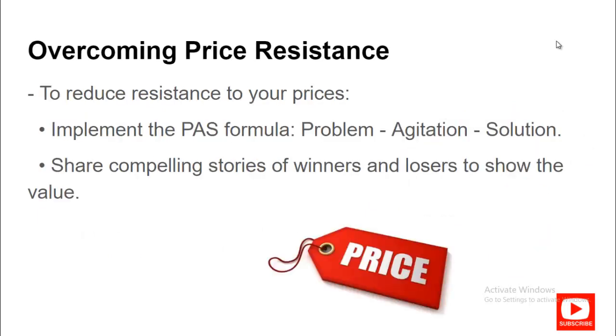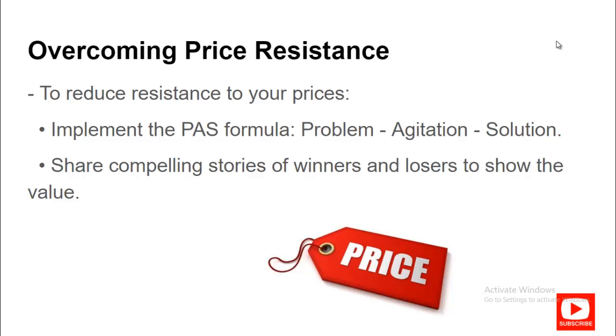Now, overcome price resistance. To reduce resistance of your prices, implement the PAS formula. Share compelling stories of winners and losers to show value. One of the ways you can reduce the resistance for price is to make perceived value higher than price.